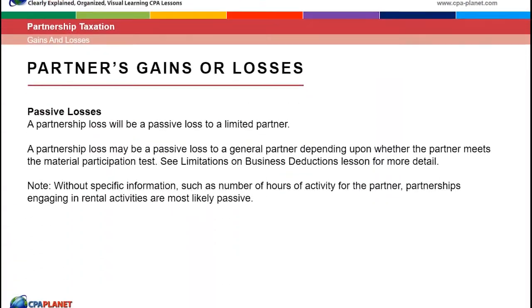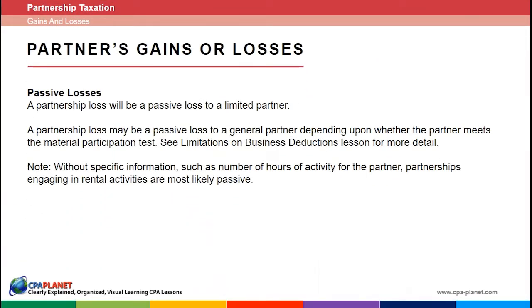So for passive losses, the partnership loss will be a passive loss to a limited partner. A partnership loss may be a passive loss to a general partner, depending on whether the partner meets the material participation test. Without specific information, such as the number of hours or the number of participation for the partner, partnerships engaging in rental activities are most likely passive.